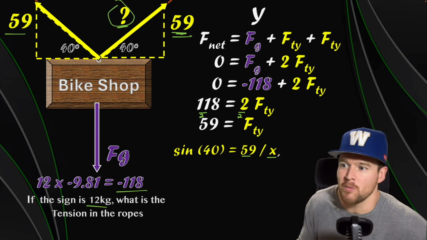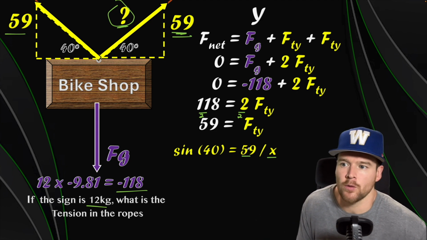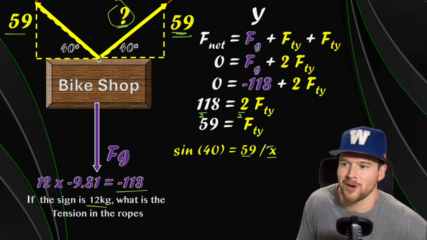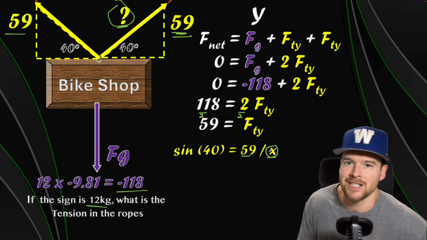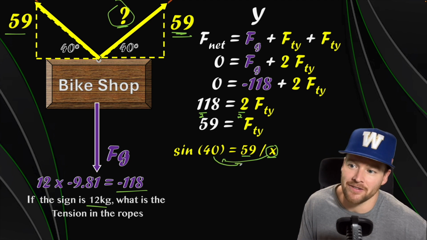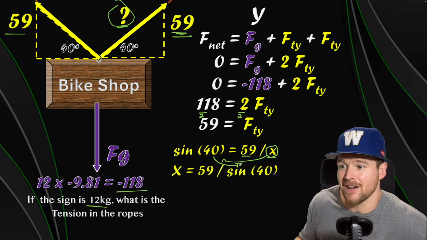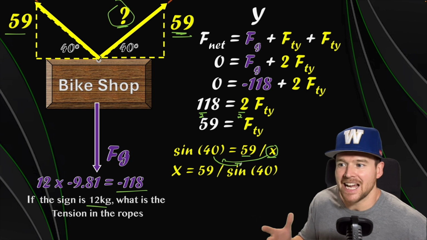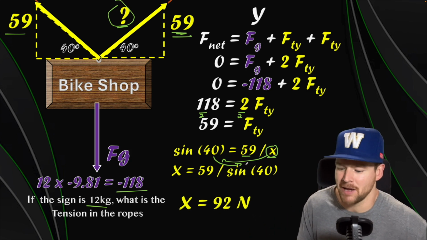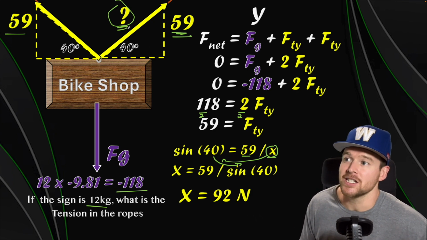Now, I do want to stop at this moment because we're used to breaking into components, it's very common for students to just go sine 40 times 59 and get an answer. But looking at the formula, that's not how we solve for x. X is in the denominator. So to get x by itself, we're going to have to multiply it up to this side, and then we're going to divide sine 40 down to the other side. So this becomes 59 divided by sine 40. It's a kind of simple rearrangement, but it's often overlooked. So make sure you don't forget that step. And when we plug in, we get our final answer of 92 newtons for the tension in this rope.